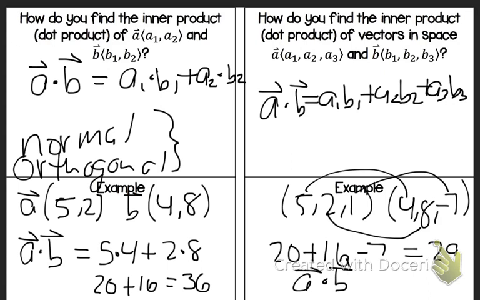These just mean perpendicular. So if your dot product is 0, then those two vectors that you did the dot product of are actually orthogonal. They're normal vectors. They are perpendicular if the dot product is 0.